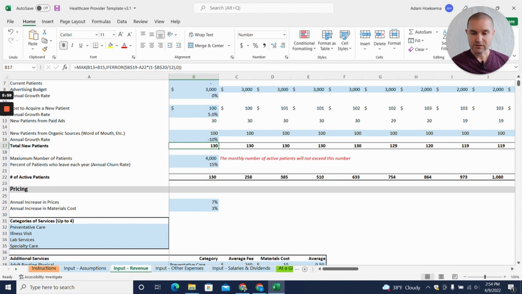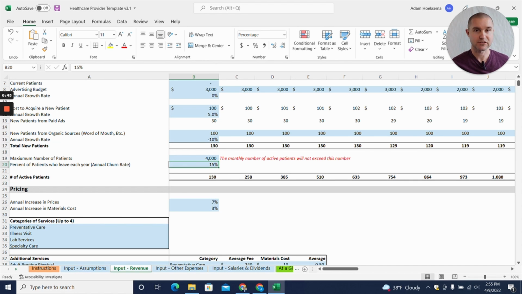So based on those assumptions, we'll calculate the total number of new patients that you expect to have. And we're saying the maximum number of patients that you can have is 4,000 in your practice, and that you'll lose 15% of those patients annually. Now, if you are more of an urgent care model where you don't really have patients that keep coming back time and time again, it's more of just sick visits or urgent care visits, you may lose 100% of your patients every year, or like 90%, because people are not going to necessarily come back unless they have another urgent or emergent issue. So keep that in mind.